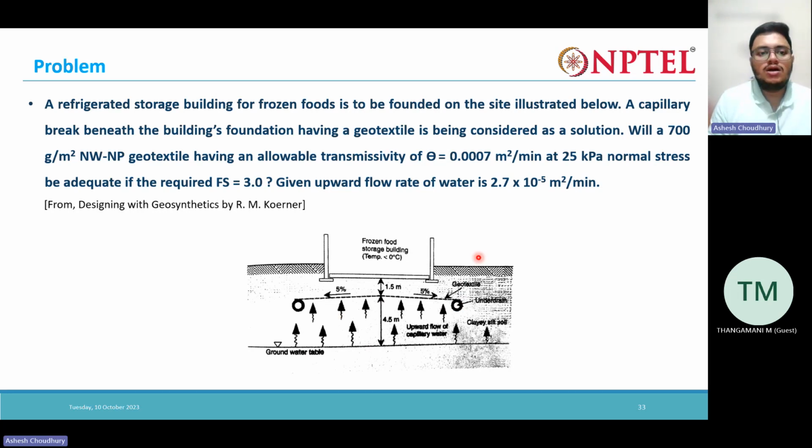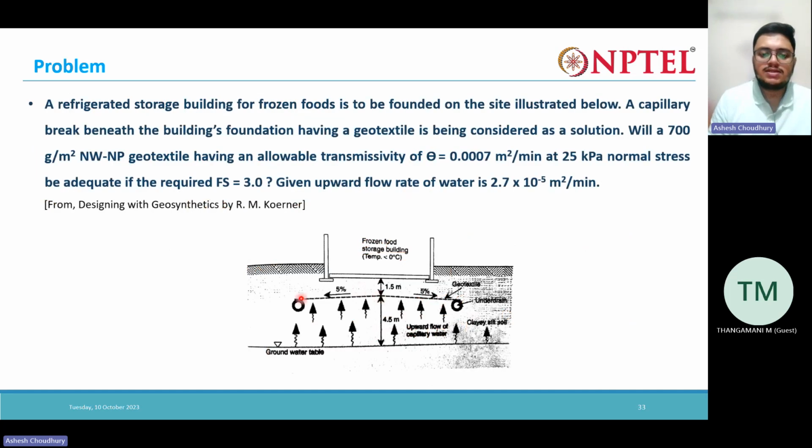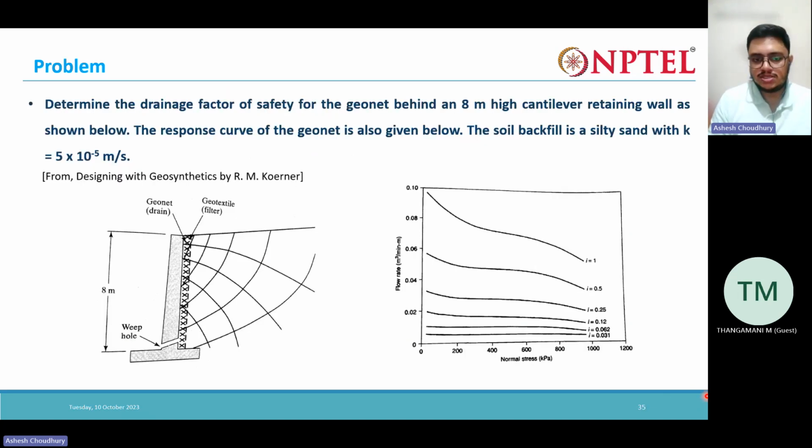Okay. So for this purpose, this Q value is taken. Then we have a 5% flow slope. It's given here, say 5% gradient, and so this theta required we find out like this. Then the factor of safety is also coming out quite less. It is not acceptable, so we need to choose some different geotextile.